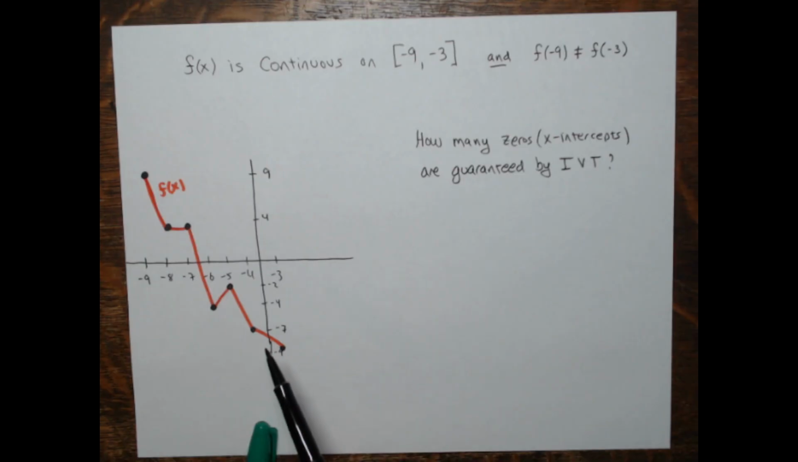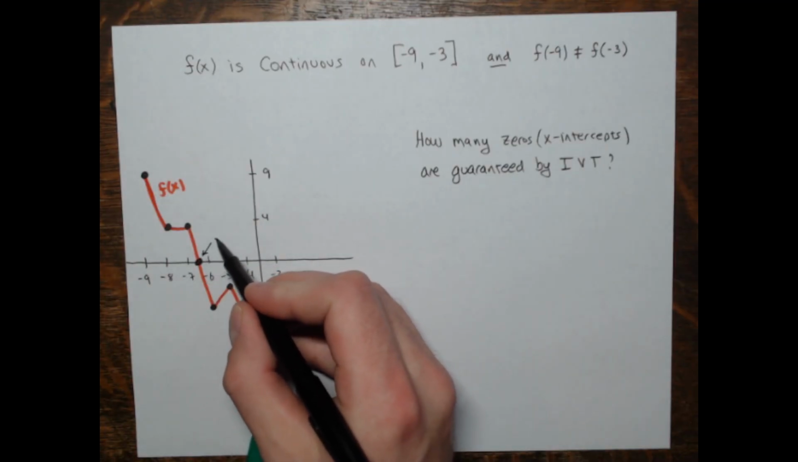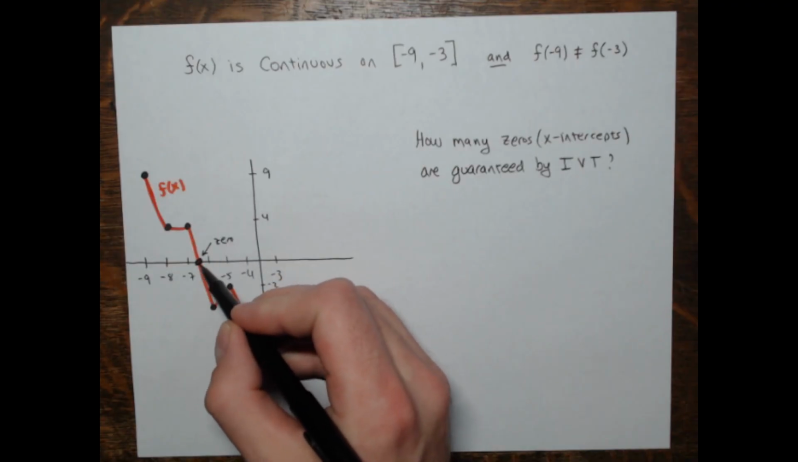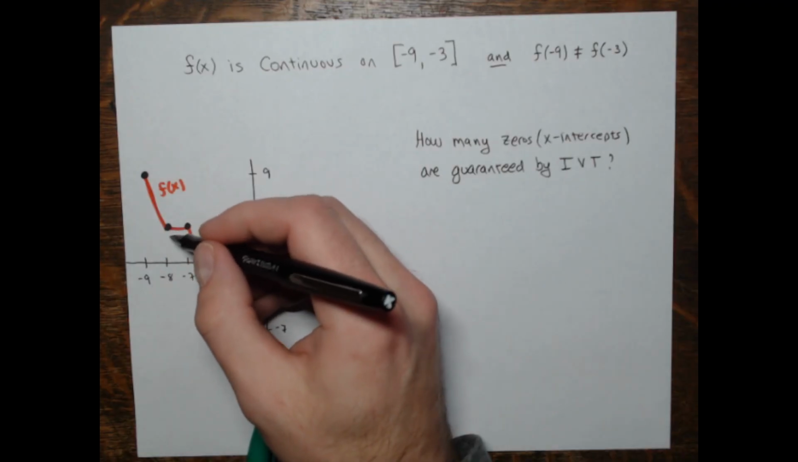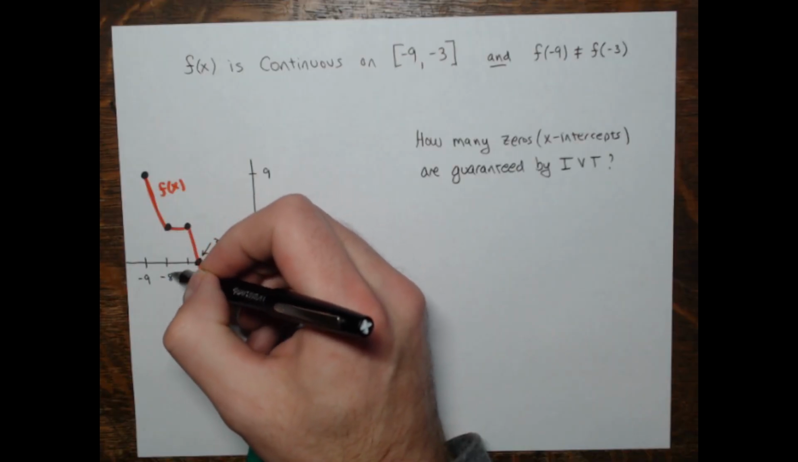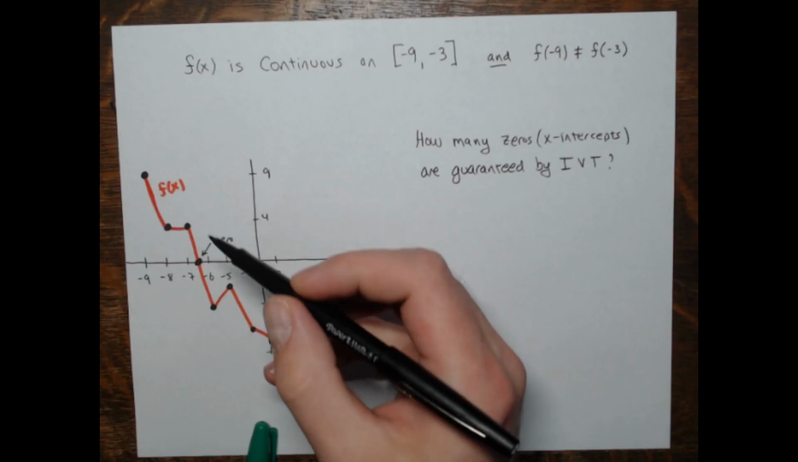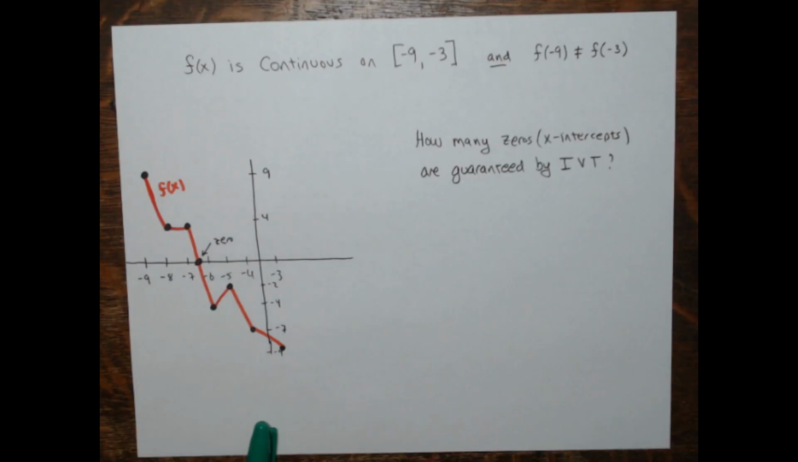Well, if you just draw little straight segments like this, the only thing that's guaranteed is that there has to be a zero between -7 and -6. There could be other ones, right? Like between -8 and -7 here, it could have dipped all the way down and come back up. Or between here and here, it could have gone up and then come back down. But we don't know that based on the information that was given.